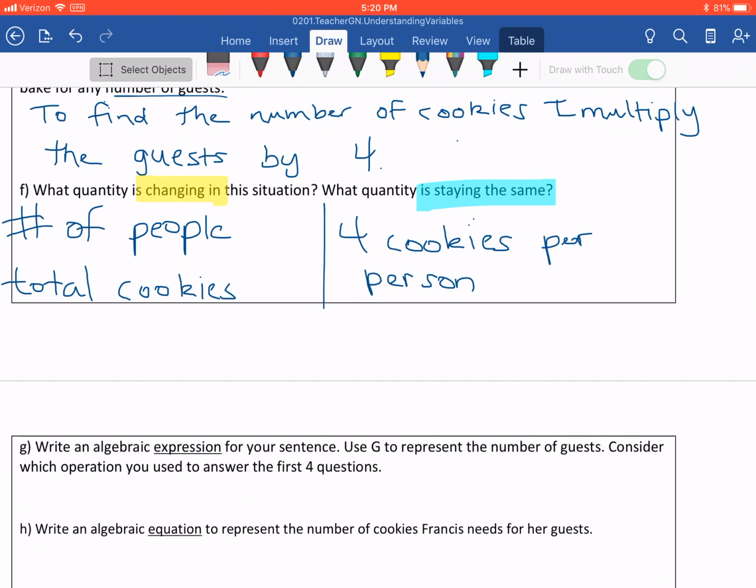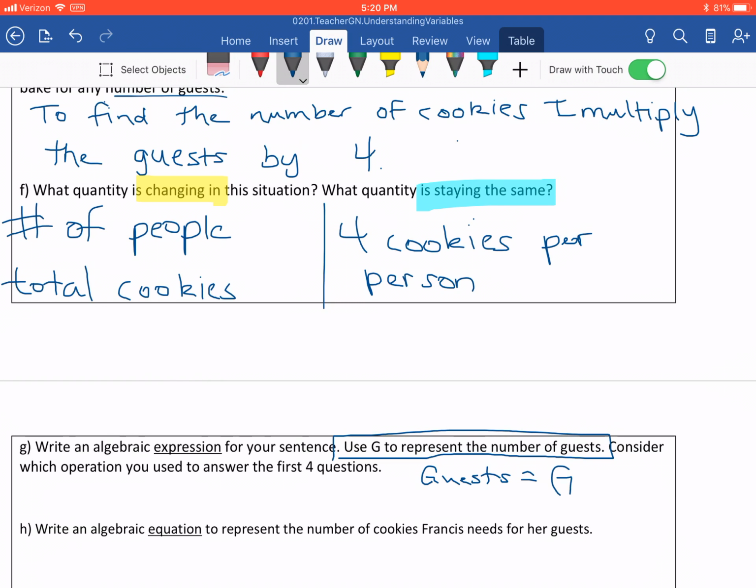All right, I know that yours is on the next page, so it may look a little bit different than mine, but it's the same question. Question G, write an algebraic expression for your sentence. Use G to represent the number of guests. Pause, go back and read this. Do I get to pick what I want for this one? No, I have to use G for guests. They gave me a capital G, so I'm going to put that. I can't just pick some random letter. I have to use G because that's what they told us.